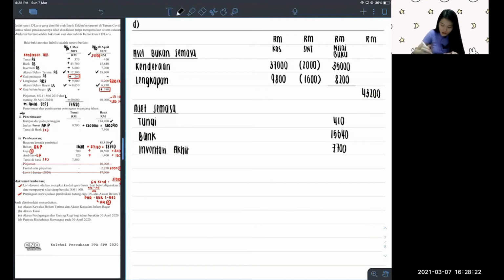Then we have account belum terima. Account belum terima is special because you need to minus PHR. So you make sure to separate it, put it on the second column. So account belum terima is 18,600 minus peruntukan hutang ragu.